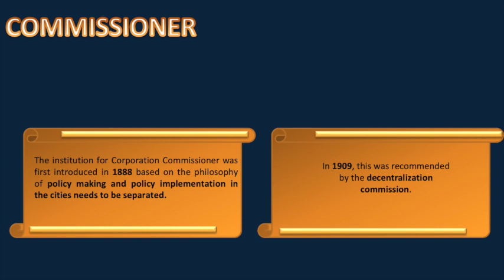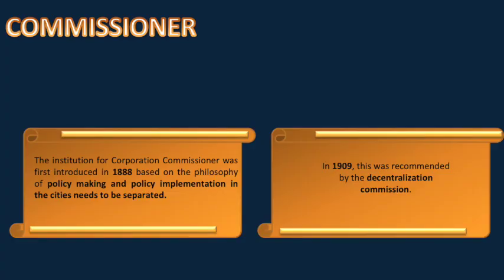For the executive functions, there is the commissioner. The commissioner is basically appointed by the state government and is the executive head. Just as the mayor is the political head, likewise the commissioner is the head in terms of execution, at the executive level. The commissioner is appointed by the state government. Their rank will be like IAS officers. In the majority of cases they are IAS officers.